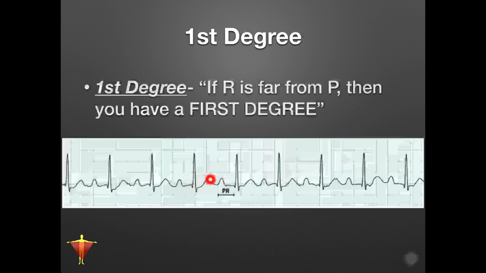A second degree type 1, or a Wenckebach block. Let's look at our poem. Longer, longer, longer, drop, then you have a Wenckebach. So let's point those out. So we look at our PR interval here, it is longer than our PR interval here.